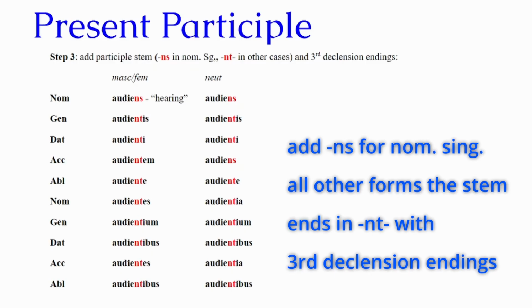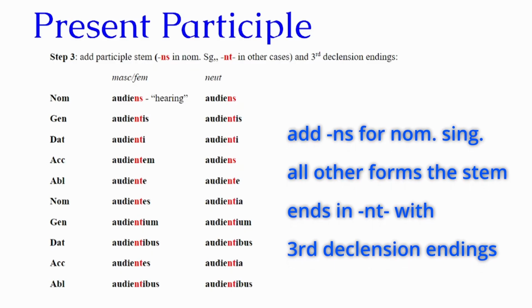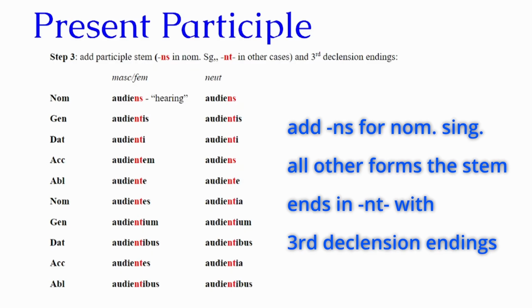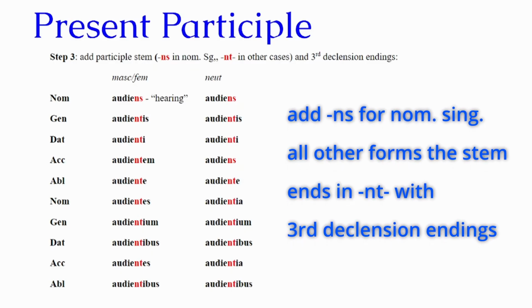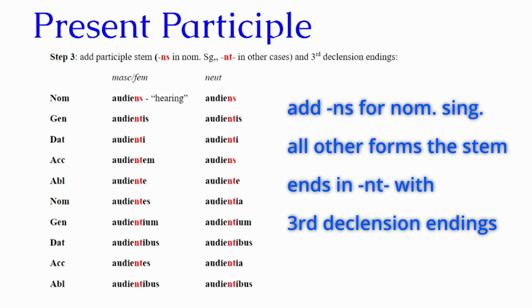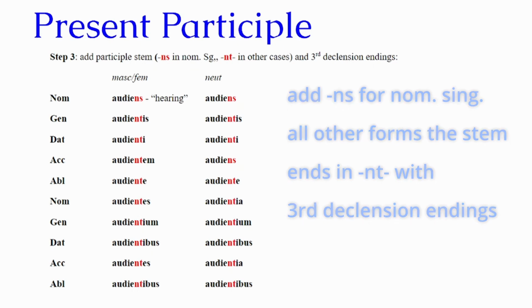And after that, it becomes a third conjugation adjective. The stem is actually nt. But like a third conjugation adjective like ingens, ingentis, audiens, audientis. And then you just decline it with third declension endings.